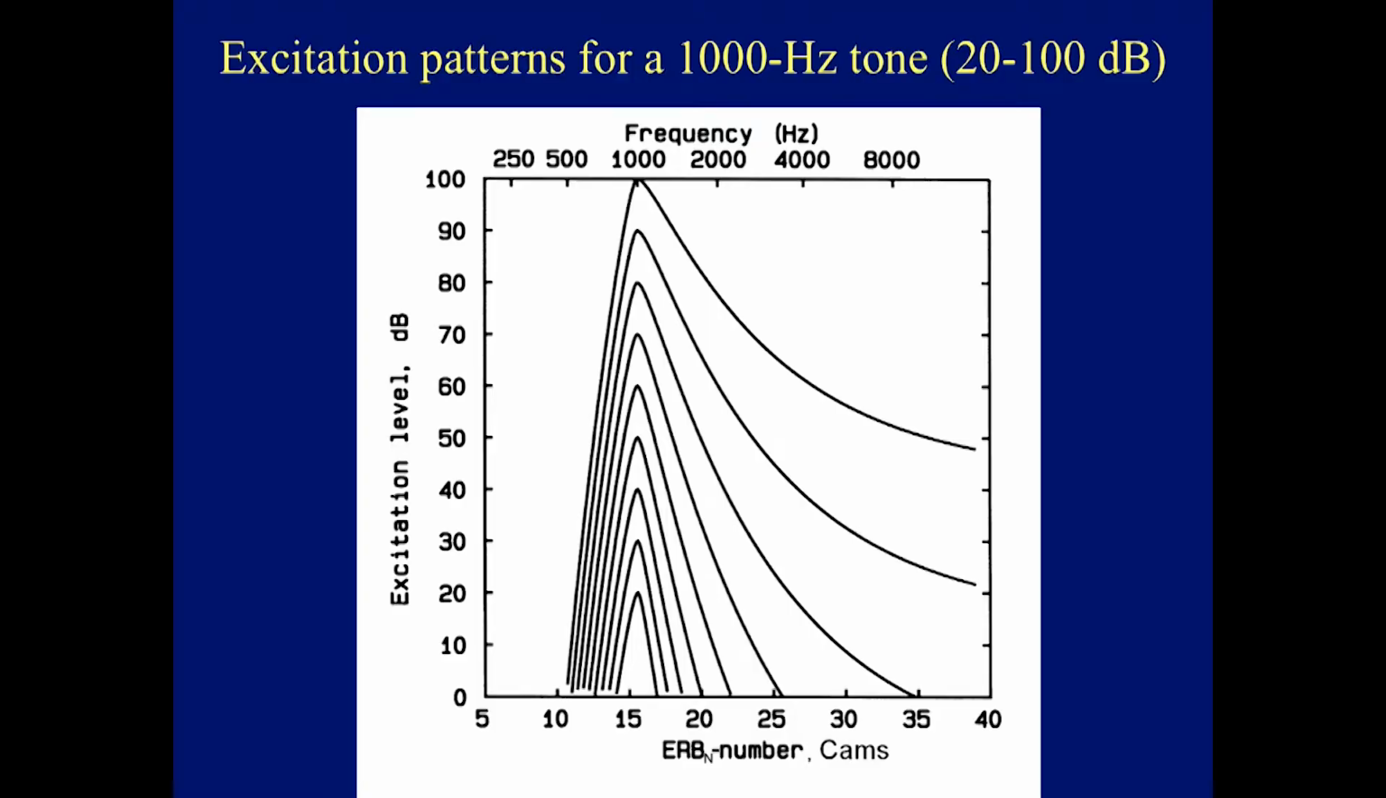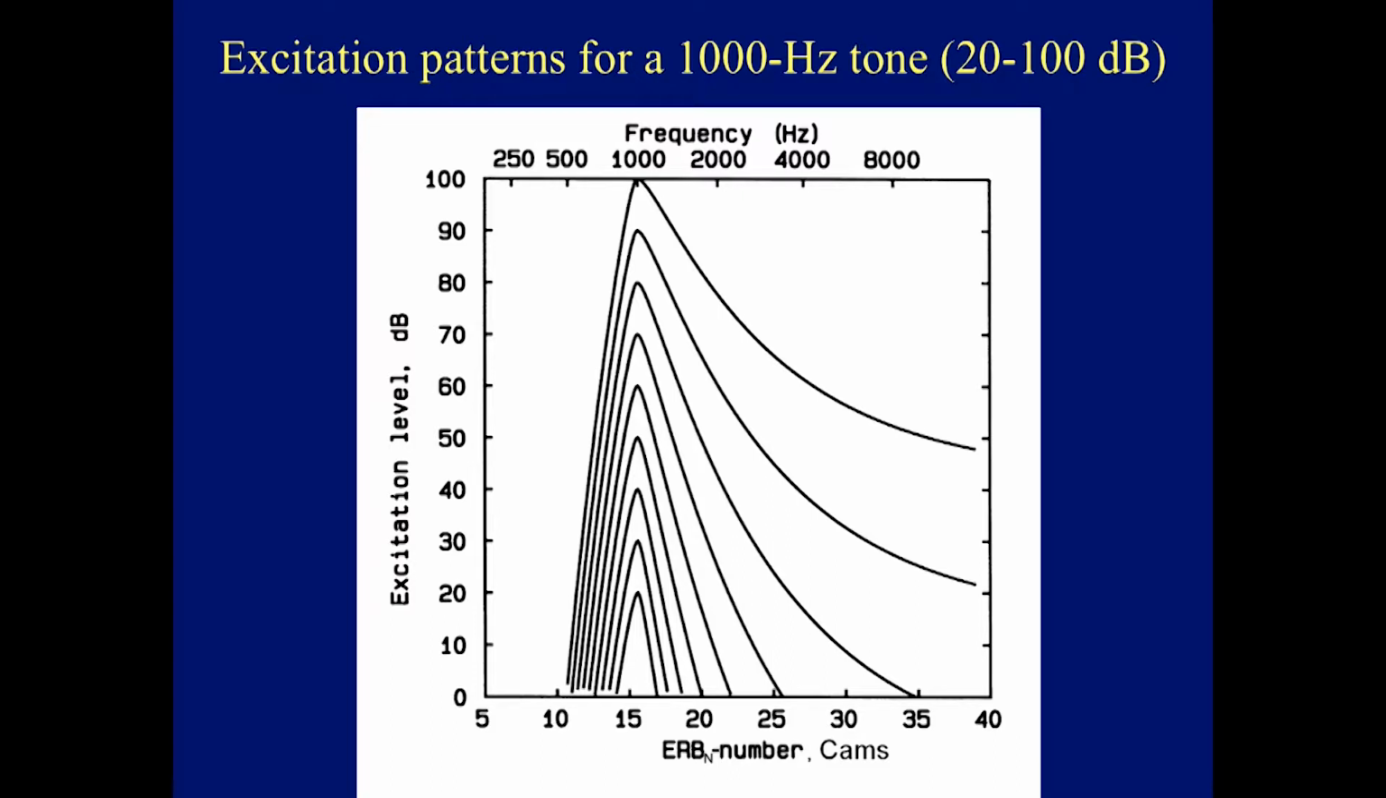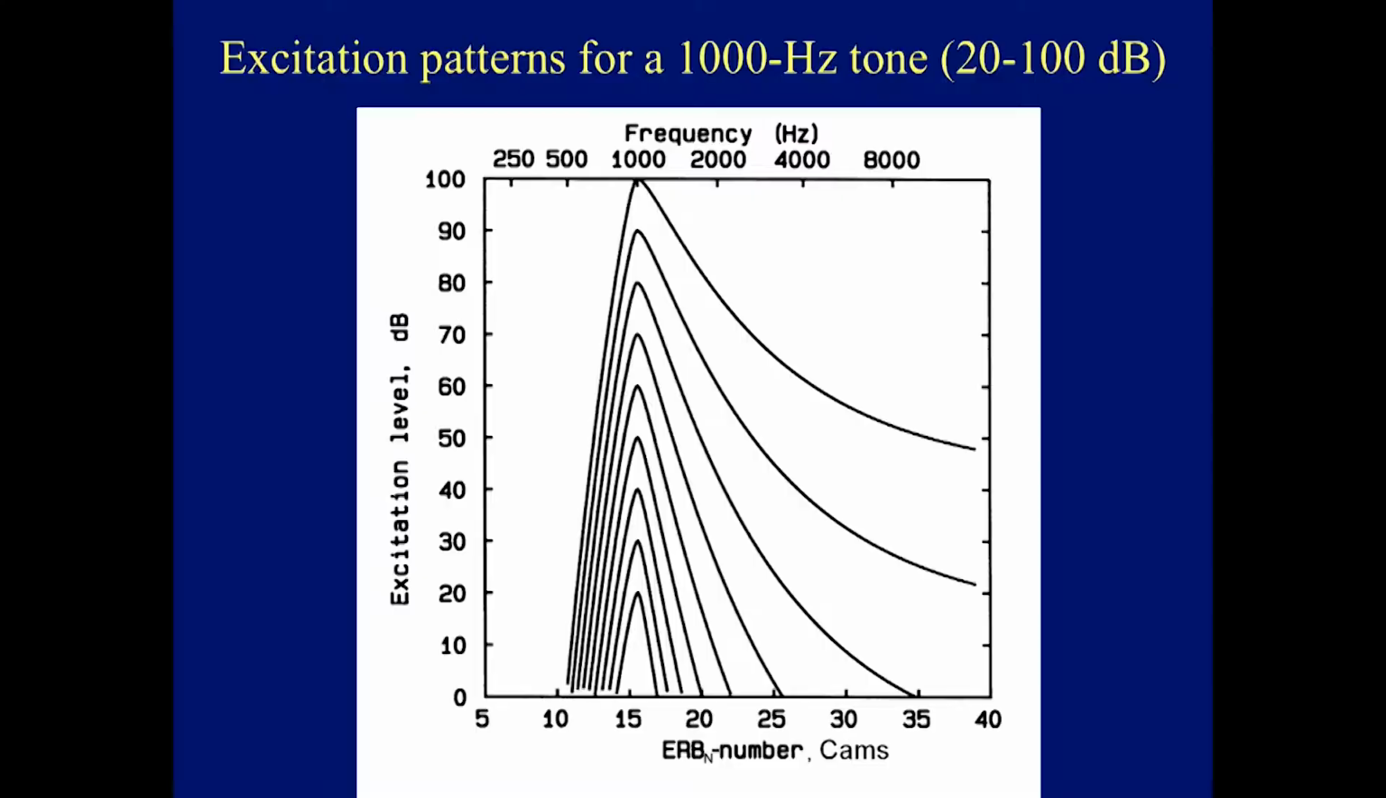And these are examples of excitation patterns for a 1000 hertz tone. They're now plotted on an ERB number scale with units of cams. The corresponding frequency is at the top. And these excitation patterns take into account an effect that's been observed psychoacoustically, that the low frequency sides of the auditory filters get less steep with increasing level, and that means that the high frequency side of the excitation pattern gets less steep with increasing level.